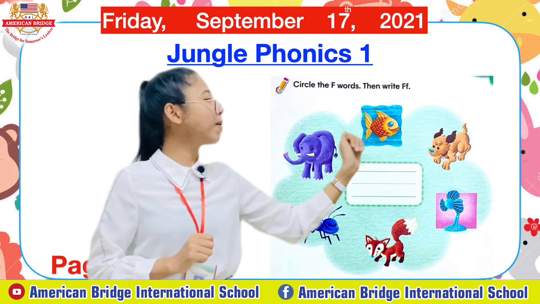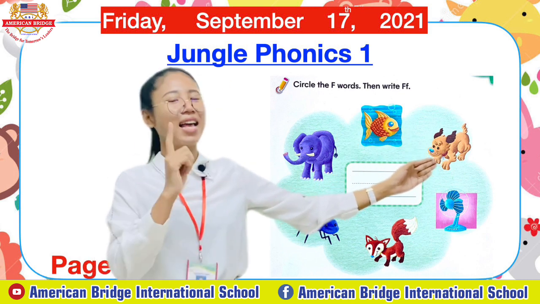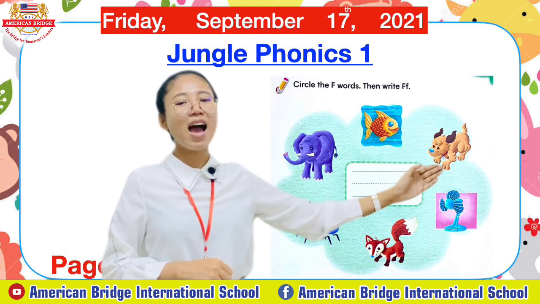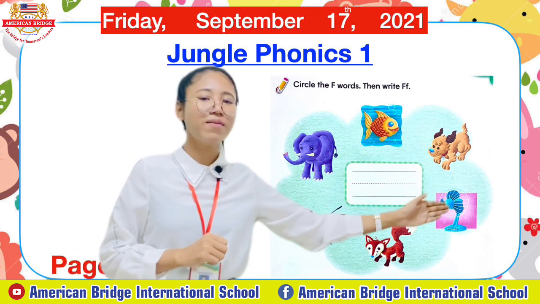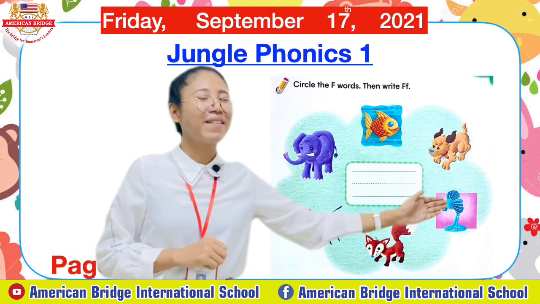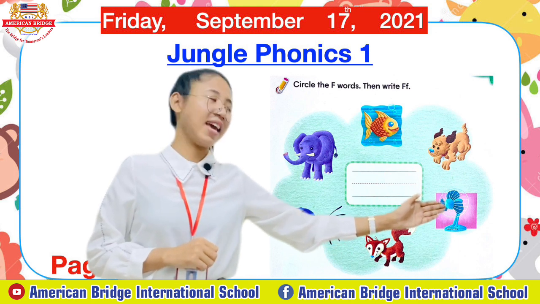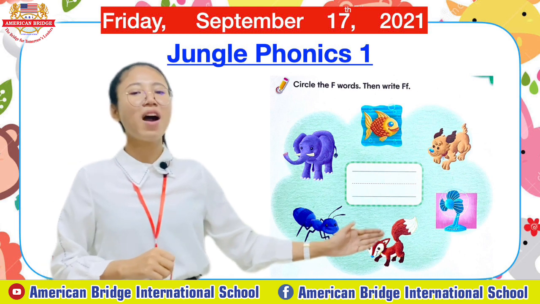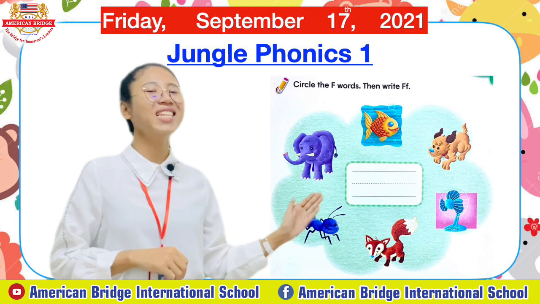Okay, great job. What about the next one? What is this? Yes, good. This is a duck. What about the next one? What is this, everyone? Correct. This is a fan. Good. What about the last picture? Fox. Correct. So right now, teacher gives you 1 minute to do this exercise.